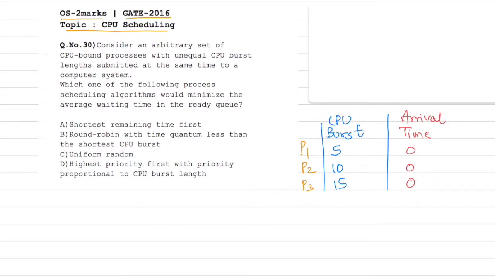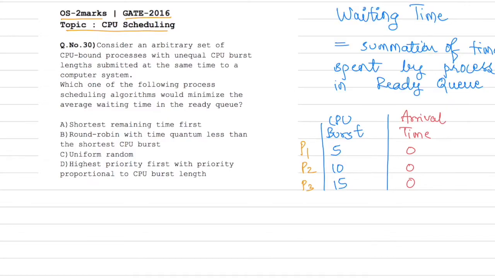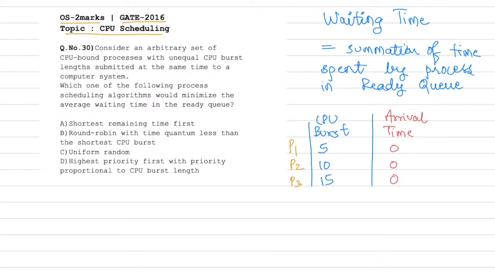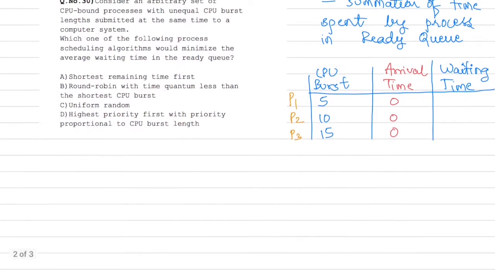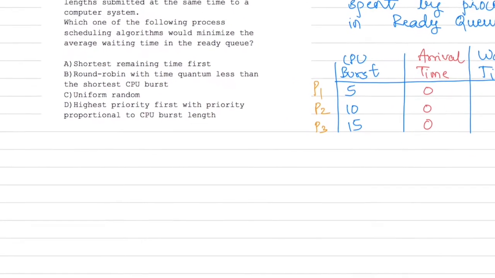Now first of all, let's quickly see what is the waiting time of a process. So waiting time is nothing but the summation of time spent by the process in the ready queue. So whenever the process is not on the CPU, all that time, the summation of all those times gives us the waiting time of every process. So let me go ahead and make a column here, which will be the waiting time of every process for all the four options that we are going to try. So let me just make it like this. Okay, so let's scroll down a bit, and I think I can zoom in now.